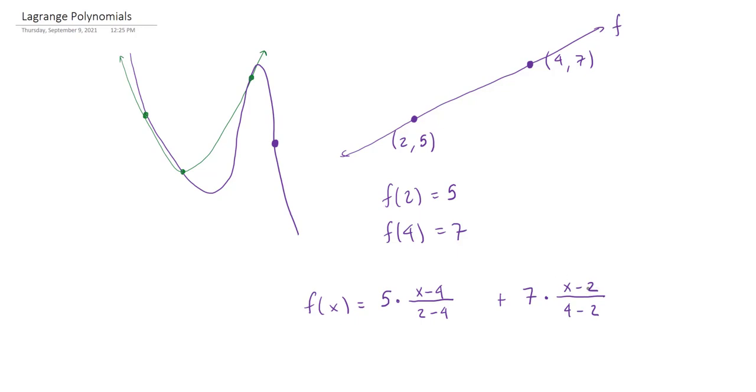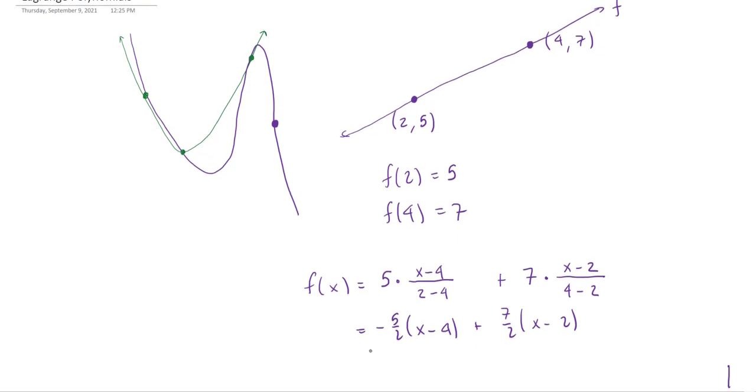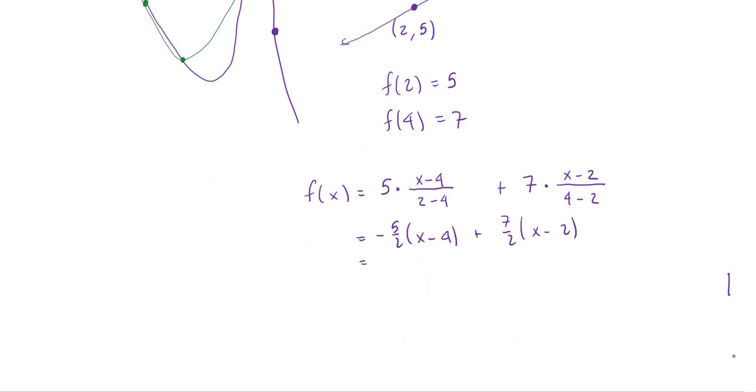So if I wanted to, I could expand this out, right? In fact, let's do that. So 2 minus 4 is negative 2. So I get negative 5 halves times x minus 4 plus, okay, 4 minus 2 is 2. So 7 halves times x minus 2. Okay, well, let's just distribute. How many x's do I have? Well, I have negative 5 halves x, and I have 7 halves x. In total, that's, let's see, 7 halves minus 5 halves is 2 halves, which is 1x. Okay, cool. I just get an x.